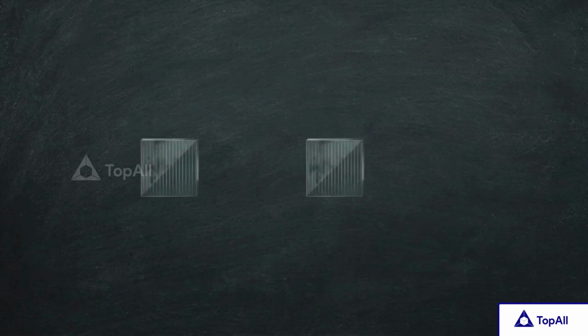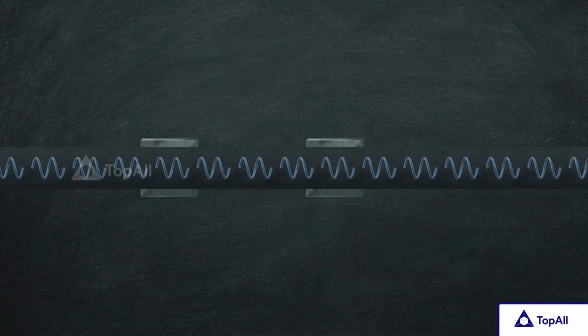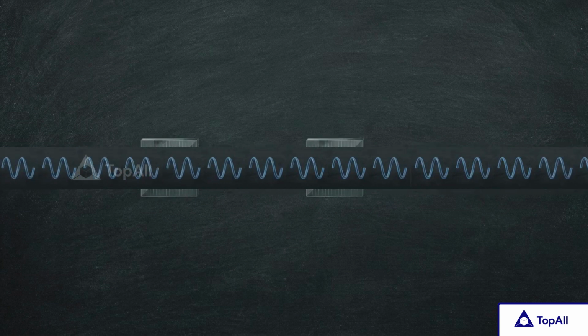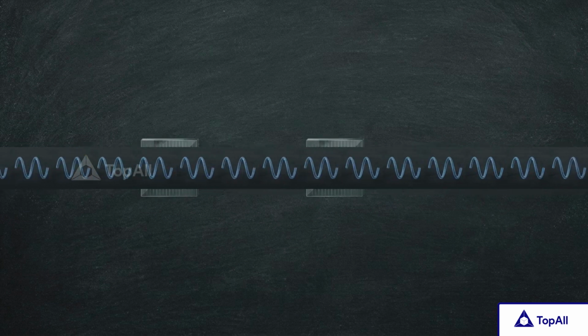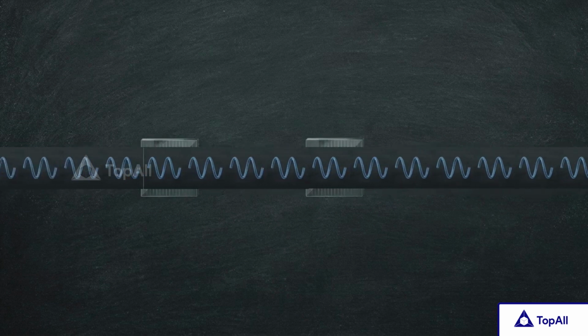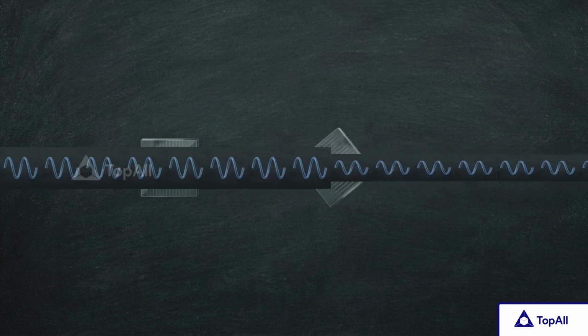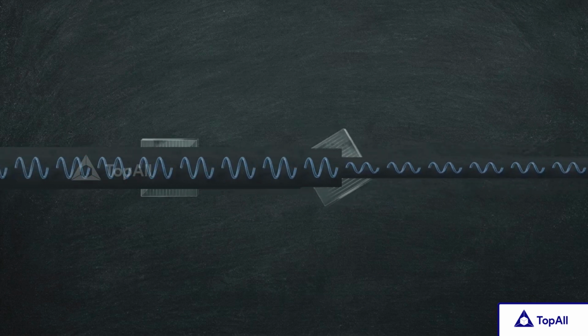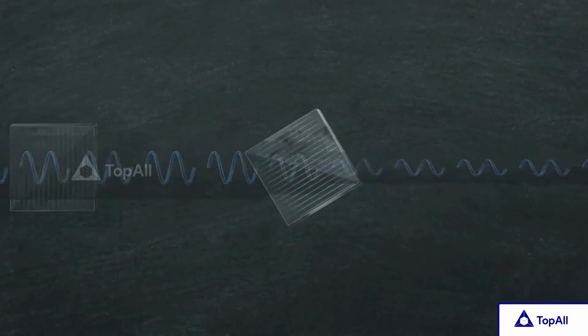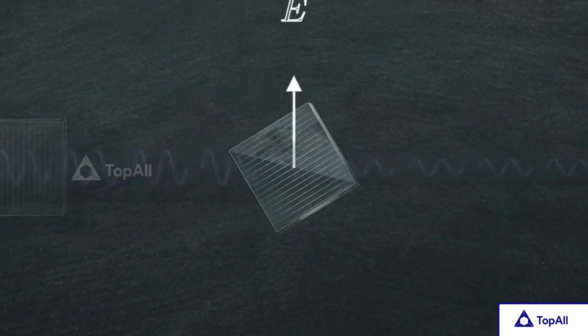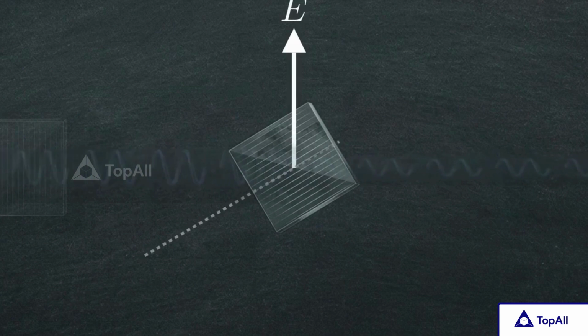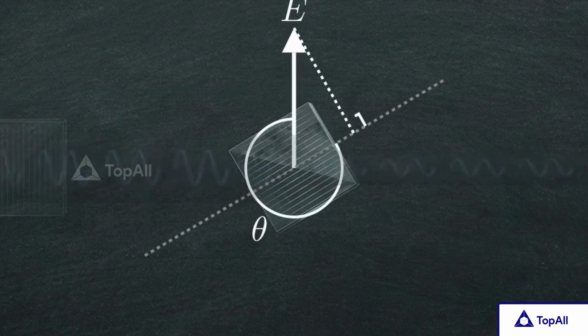If that second Polaroid, P2, has its pass axis perfectly aligned with the first, the polarized light slips right through with no further loss of intensity. But as we rotate that second filter, the amplitude of the transmitted light wave begins to steadily diminish. We can explain this loss through geometry. The incoming electric field is a vector, and when it hits the angled pass axis of P2, only the specific component of the wave that aligns with the new opening can squeeze through.